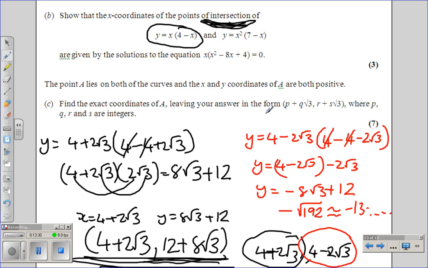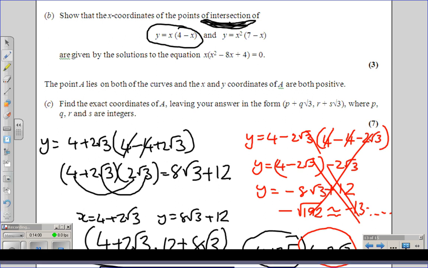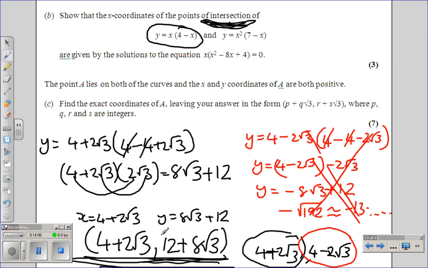So it doesn't satisfy this bit here, because it says the x and y coordinates of A are both positive. So if we'd picked this one first, yes, the x coordinate is positive, 4 minus 2 root 3, but the y coordinate, when you substitute it into one of these, works out at negative 13 and a bit plus 12, which gives you negative 1 and a bit or something like that. So it's just negative, so that doesn't work. So that was just for argument's sake. But if you pick this one like I did first time round and you got positive x, positive y, then that's it, finished. So final answer: x coordinate 4 plus 2 root 3, y coordinate 12 plus 8 root 3. Whew.